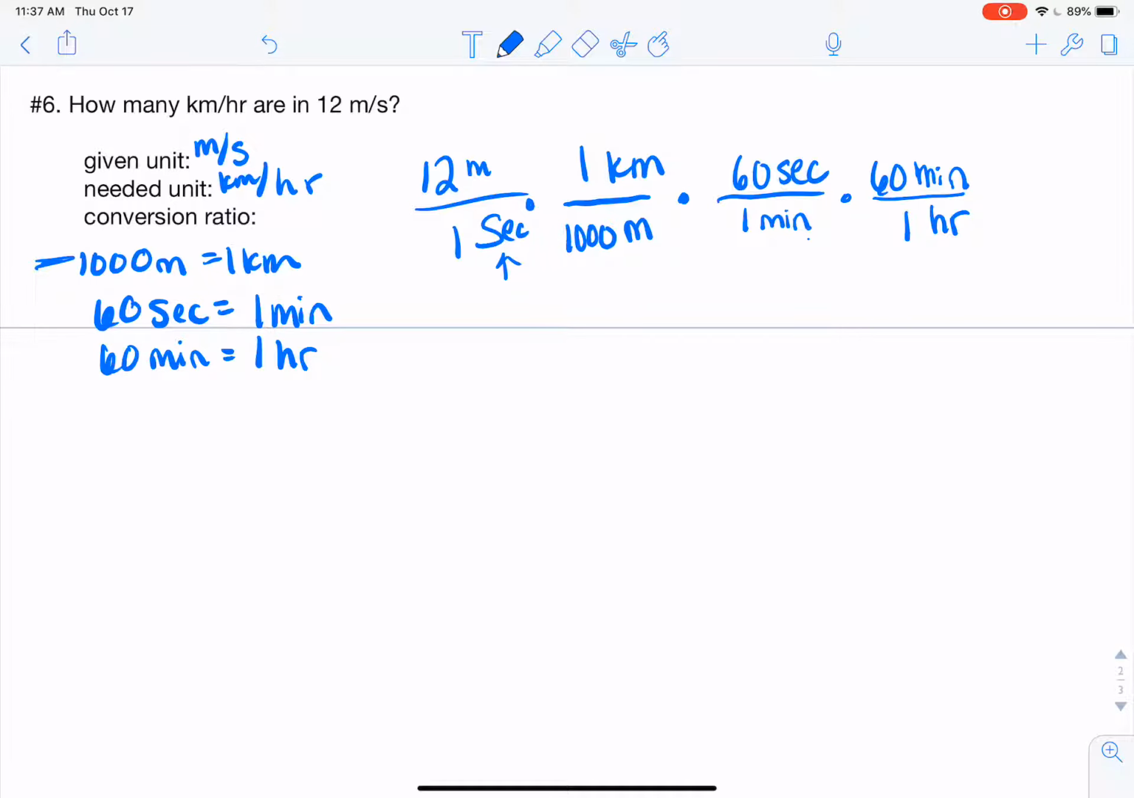So in this one, we're going to multiply all the numbers in the numerator. So in my calculator, I am going to put 12 times 1 times 60 times 60. And then I'm going to divide that by each of these numbers in the denominator. So divided by 1,000, and then 1 and 1. And when we do that, we get 43.2. Okay, but what are the units?